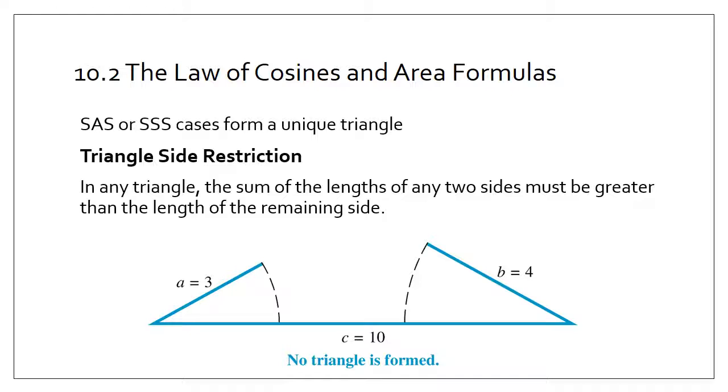We do have this restriction, by the way, about side lengths of triangles, and you probably had this in geometry, you just may not remember it. In any triangle, the sum of the lengths of any two sides must be greater than the length of the remaining side. In other words, if you add together the lengths of the two shorter sides, they have to be greater than the remaining side. If they're not, as you can see in this illustration, the two sides will not meet and you will not have a triangle.